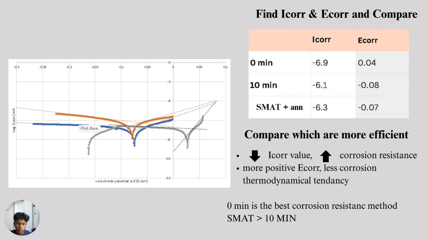And so for the smart and 10-minute, smart is more efficient because it has a lower value than 10-minute.